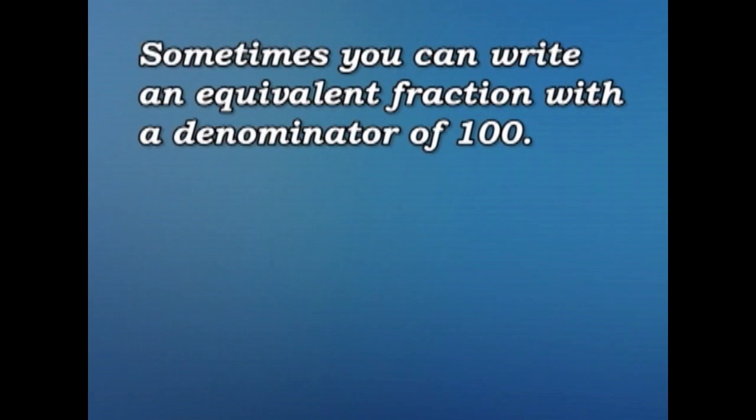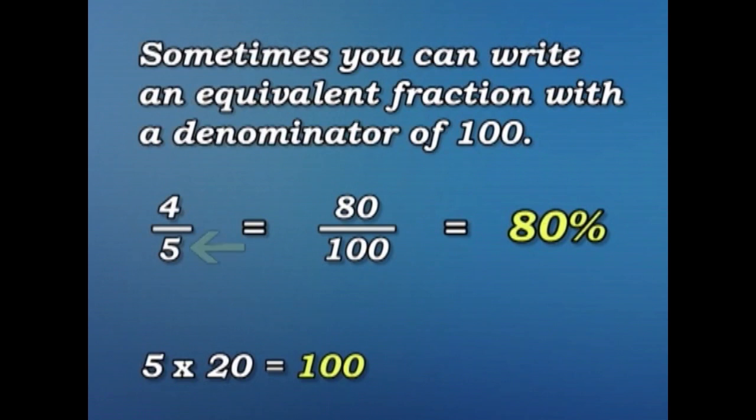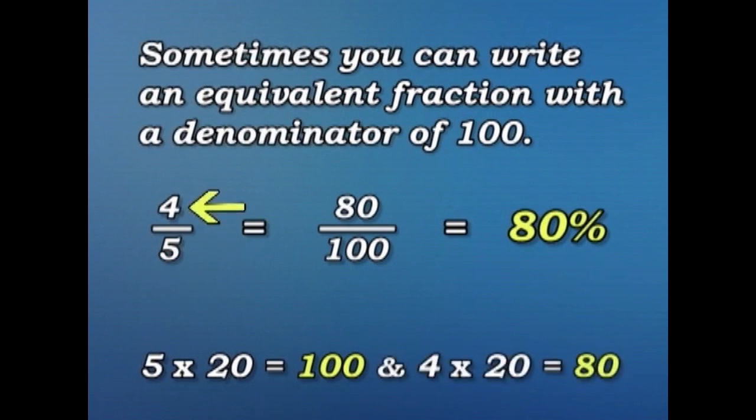Sometimes you can write an equivalent fraction with a denominator of 100. For example, 4 over 5 equals 80 over 100, which is the same as 80%. And we can do this because 5 times 20 equals 100. So if we multiply the denominator by 20 to make 100, we also have to multiply the 4 by 20 to make 80. So we multiply both the numerator and the denominator by the same number.